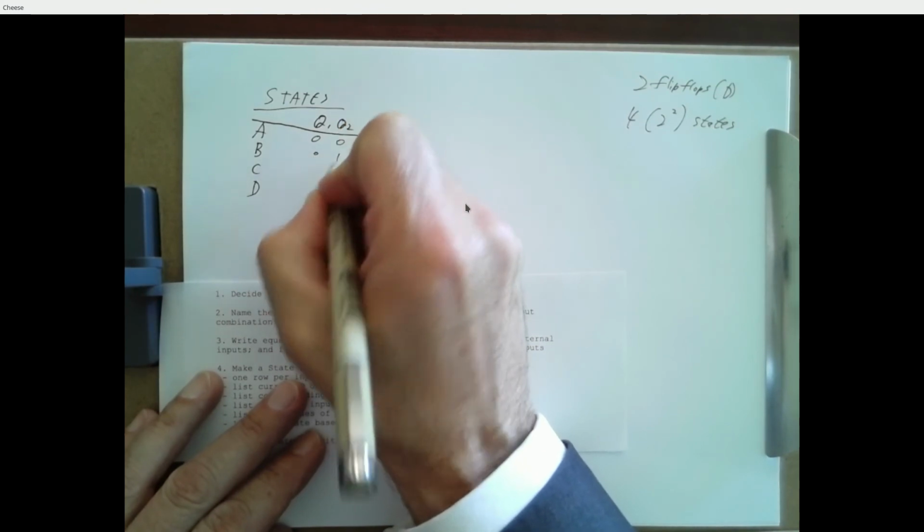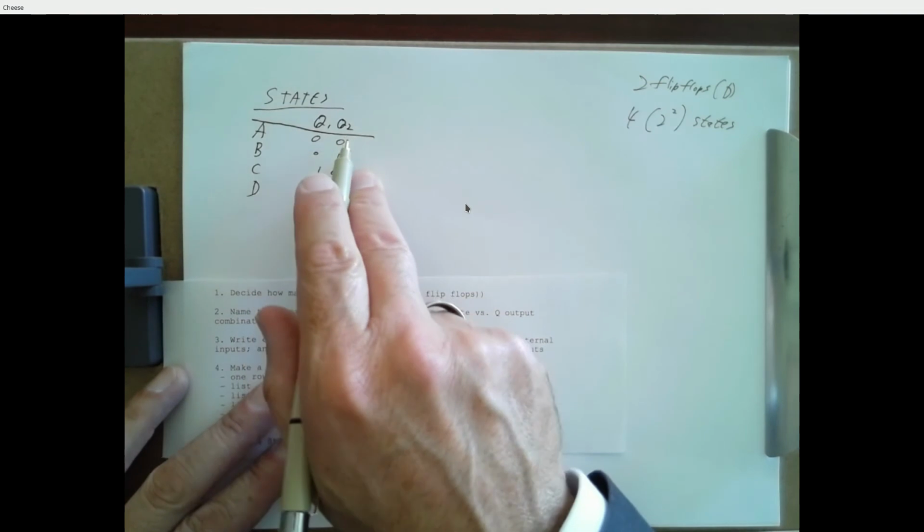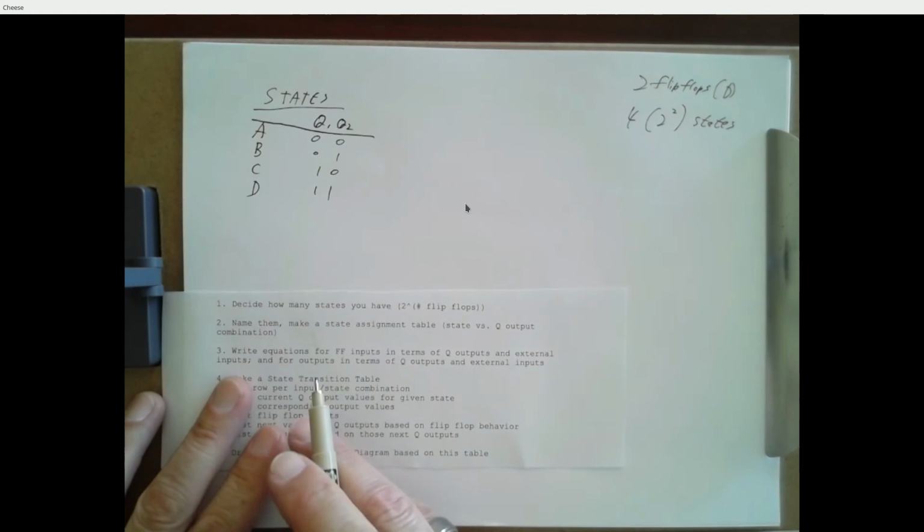So I'm a creature of habit, so I'll just put them in sort of the usual ordering. And for me, I would do Q2, Q1, okay? But just to show you that it's not precious, we'll leave it Q1, Q2. Okay, this is just so that we can talk about state A instead of state Q1 equals 0, Q2 equals 1, right? It's just a shorthand. All right, so we've made a state assignment table.